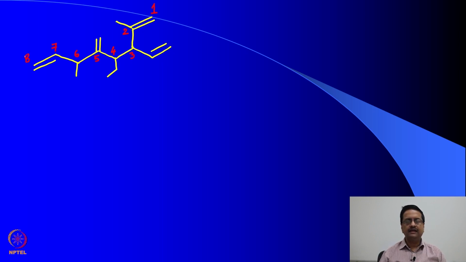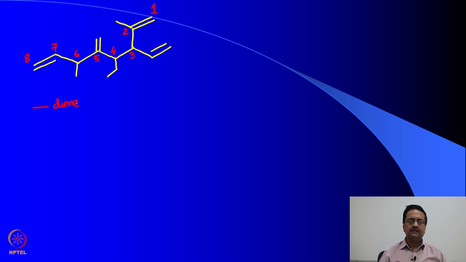So, you find that this molecule has 8 carbon atoms in the main chain from 1 to 8, and there are 2 double bonds. So, by nature this is a diene. So, the last part of the name would be diene.